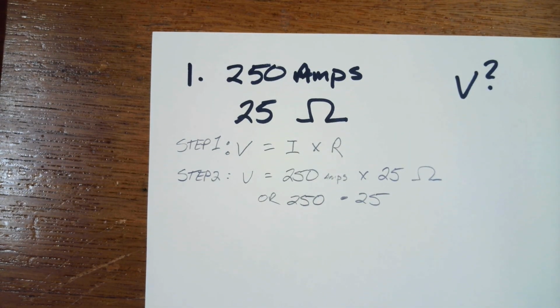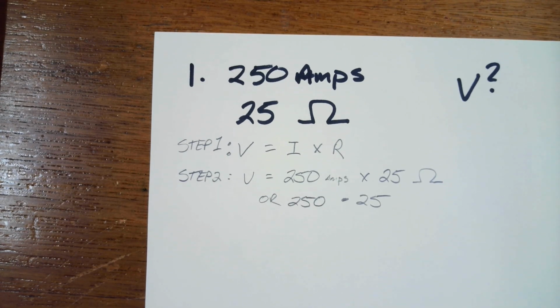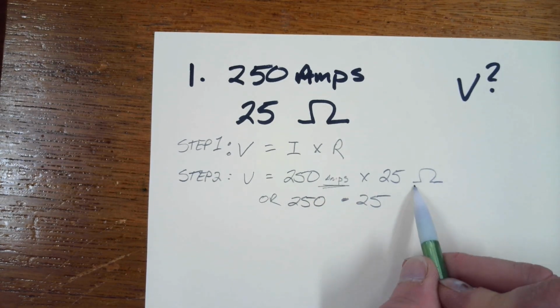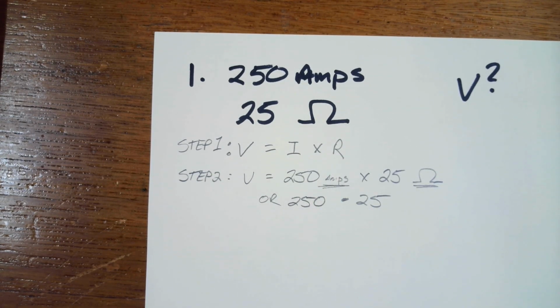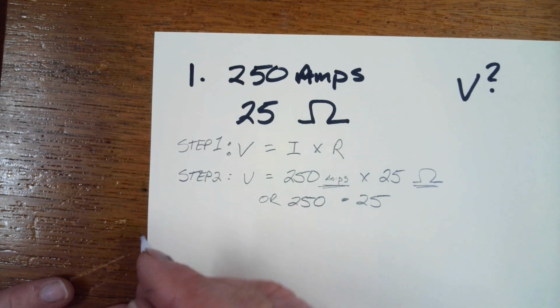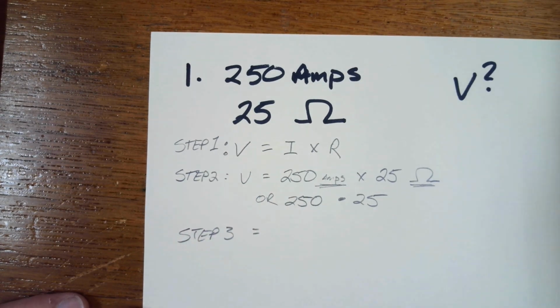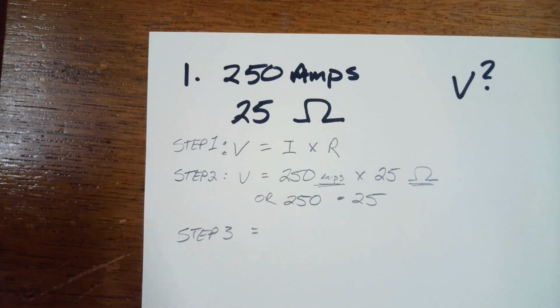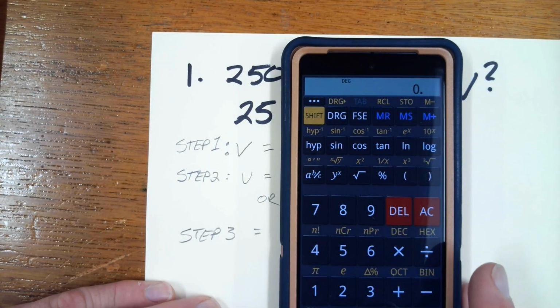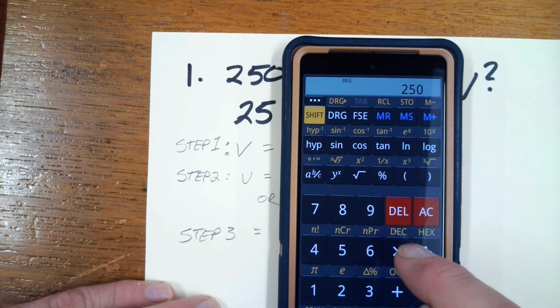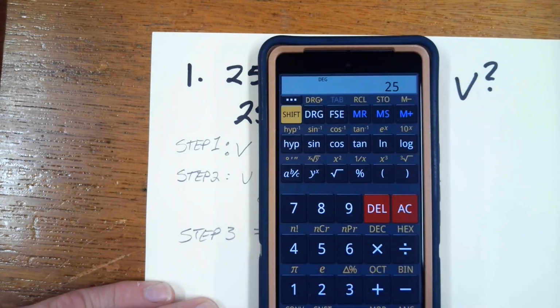Either way is fine. Okay, if this was a purely science class where we would have to follow stoichiometry, or we have to show our steps in the unit factoring, we have no idea how amps and ohms interact with their units to get to volts. We're not going to worry about that. Step 3, work the math. 250 times 25.